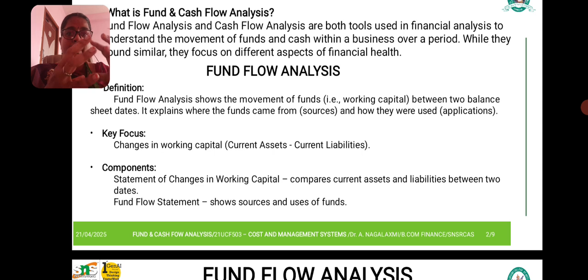Working capital is the capital needed for the day-to-day activities of the business. Two balance sheet dates means the previous year and the current year, and we make the analysis of the fund movement. It explains where the funds are coming from and where they are applied. The key focus is the change in working capital, that is current assets minus current liabilities. The formula for calculating working capital is current assets minus current liabilities.